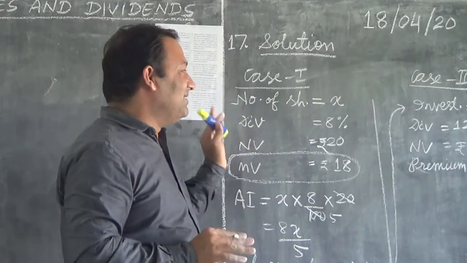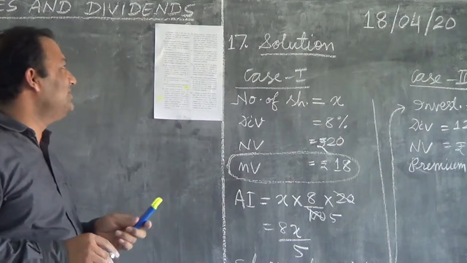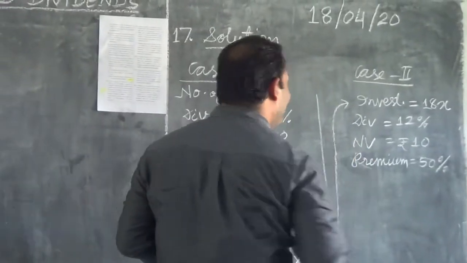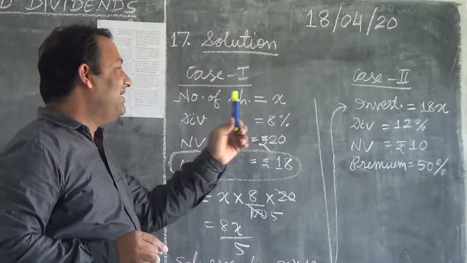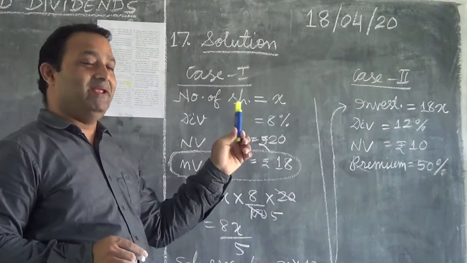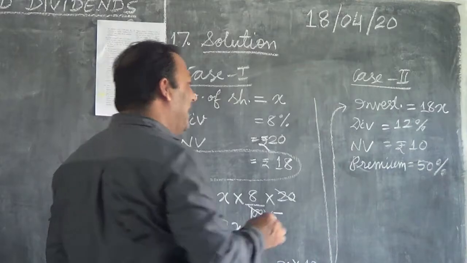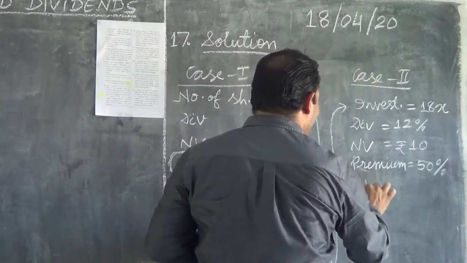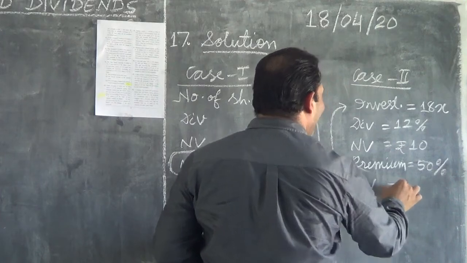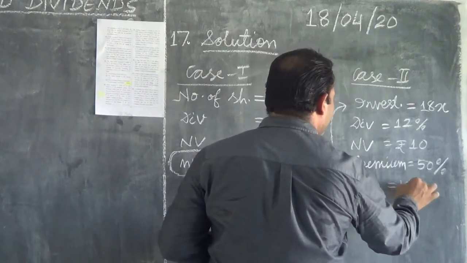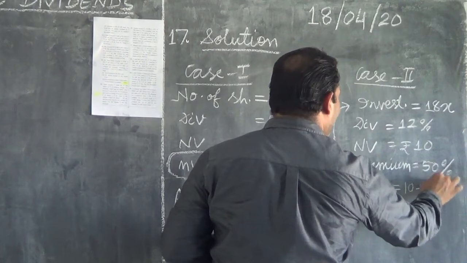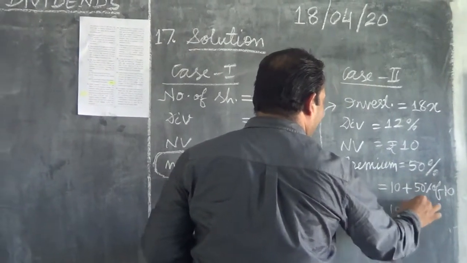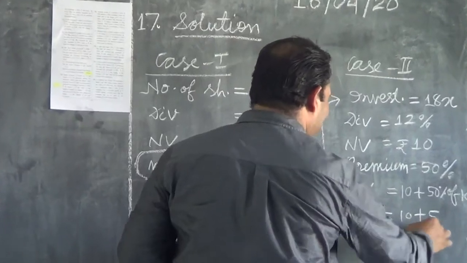So, on seeing that the company is giving 50% discount, don't run and invest the money. But this company is taking 50% premium, which means it is a good company. Its business performance is very good. So here market value, how much children? Market value is 10 plus 50% of 10, 10 plus 5, that is 15.